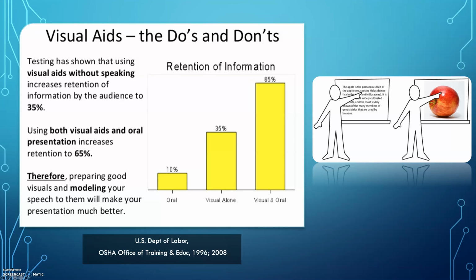The U.S. Department of Labor in '96 and then OSHA, the Occupational Safety and Health Administration, later did some testing, and they show that your audience is going to remember about 10% of what you share orally, and about 35% if you just did a visual. However, if you can combine the visuals and the oral, your audience may remember about 65%.